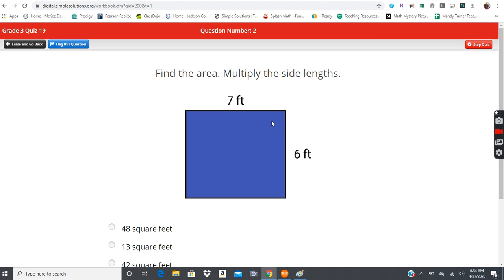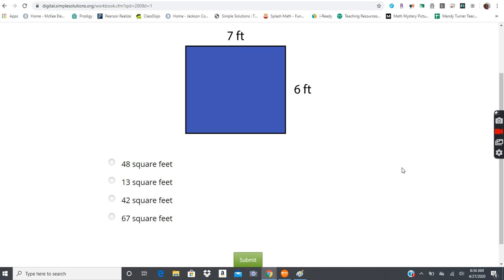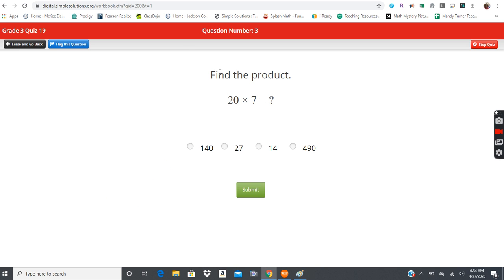Here we go. Find the area, multiply the sides. 6 times 7. Well, 6 times 7 is 42. I can eliminate, you can look here, on 13 they've tried to add the two sides. 6 and 7, 67, I guess they just shoved them together. We know it's not 48 because 6 times 8 went on a date.